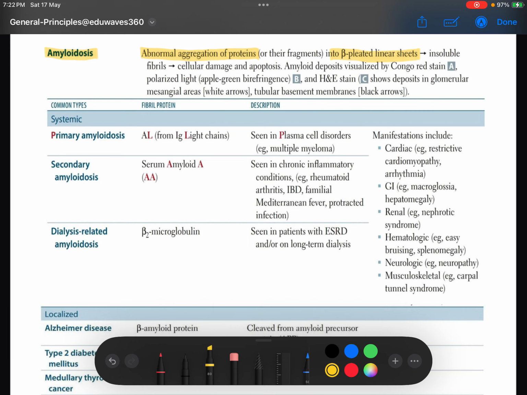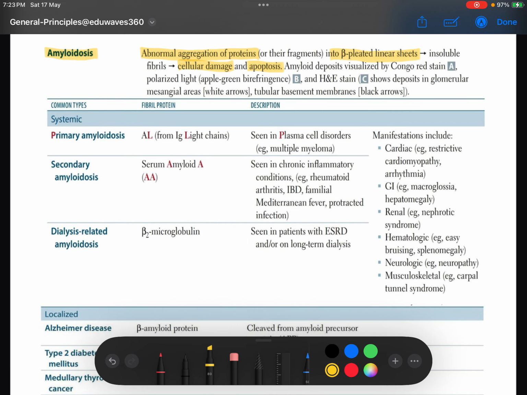If anyone asks for the definition of amyloidosis, we have to say it's a group of diseases caused by abnormal protein aggregation. The protein fragments form insoluble beta-pleated sheet fibrils that deposit in tissues. The key results of this deposition are cellular damage, because the insoluble fibrils damage the cell, apoptosis, meaning self-death, and organ dysfunction.